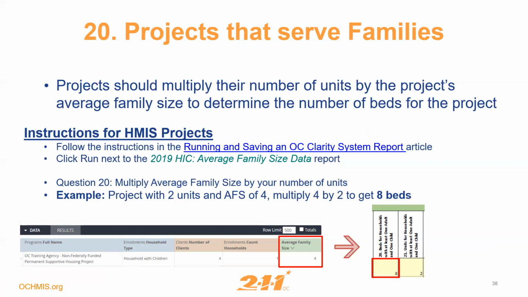So since this project has 2 units and an average family size of 4, you'll multiply 4 by 2 to get 8 beds. So if you see here in the red box, the average family size is 4, and then this project has 2 units. So then on question 20, they filled in 8 on their HIC Answer Form. And then in 21, since they have 2 units, they reported 2. So I'm going to show you how this looks in HMIS, and this will be the same process for running all the reports that are mentioned during the training.